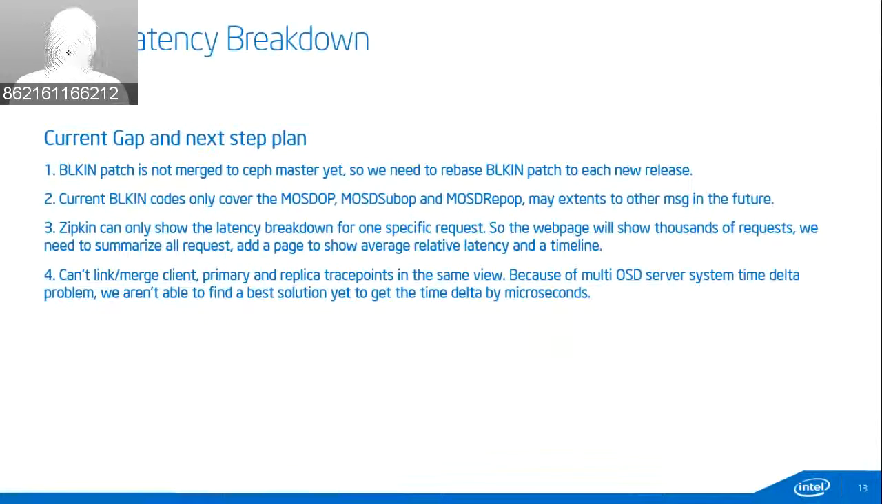The third gap is when we use Zipkin, it only shows one specific I/O latency, but in our test there will be something like 10,000 I/Os in one round. So we think we need to add a summary page to make it clearer. And that would be a change to the upstream Zipkin project, which is a proposal to change the Zipkin web interface.